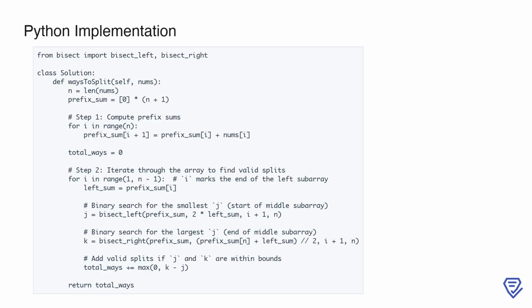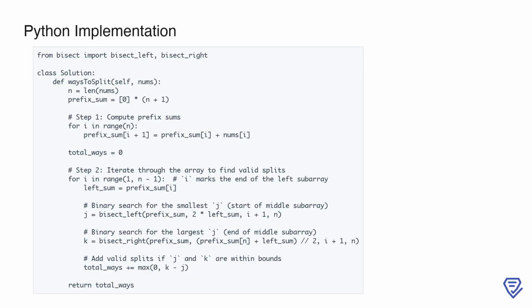3. Binary search for valid middle subarray. The problem requires sum(left) <= sum(middle). Using the prefix sum, we find the smallest valid starting index j for the middle subarray using bisect_left. Similarly, we need sum(middle) <= sum(right). The largest valid end index k for the middle subarray is found using bisect_right. 4. Counting valid splits. For each valid i, the number of valid splits is the range [j, k], which is added to the total count. 5. Returning the result. Finally, the total number of ways is returned.